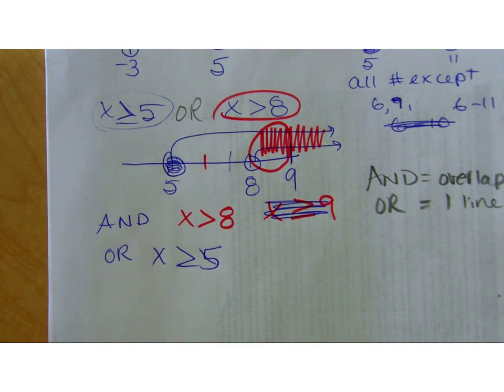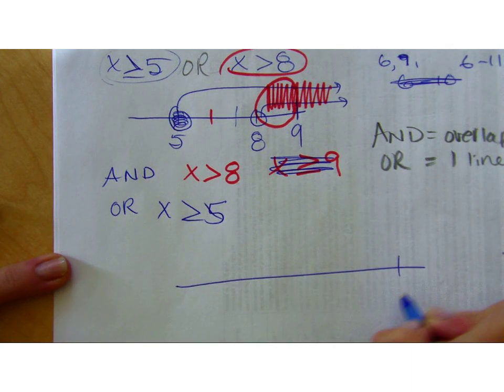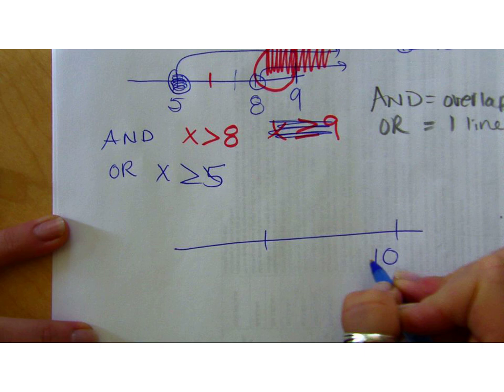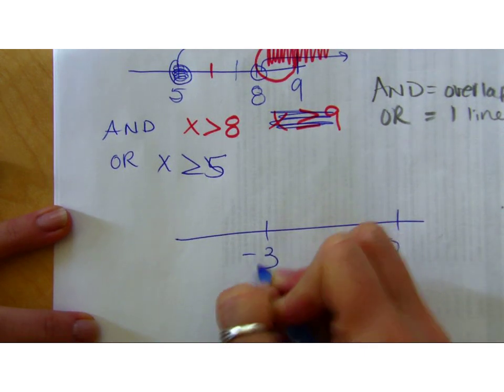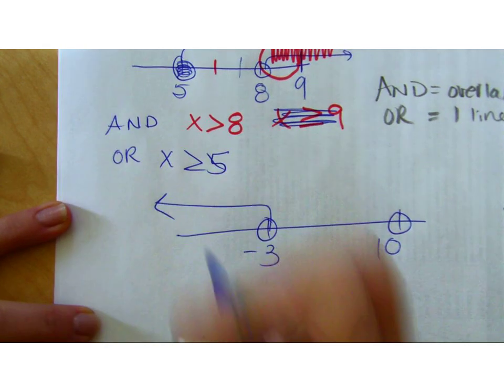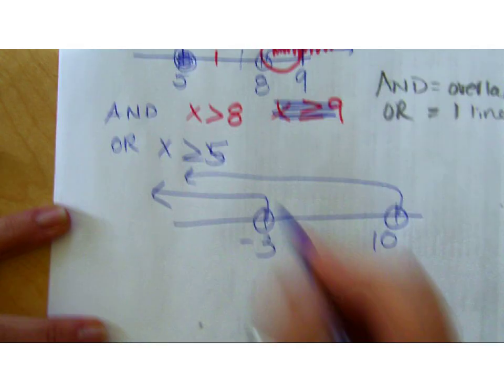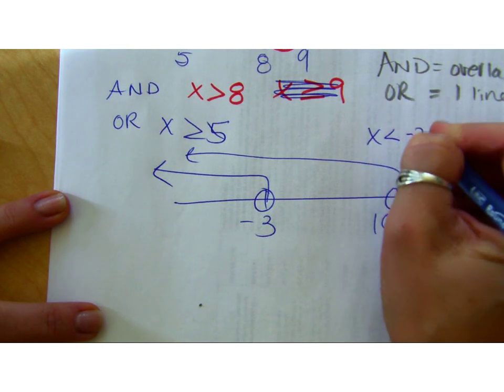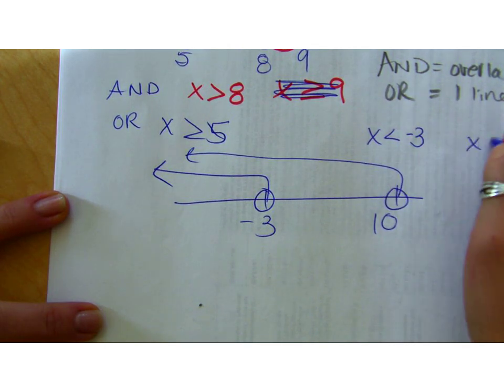Okay, so let's talk about this. 10, negative 3. So these are obviously the inequalities. X is less than negative 3. X is less than 10.